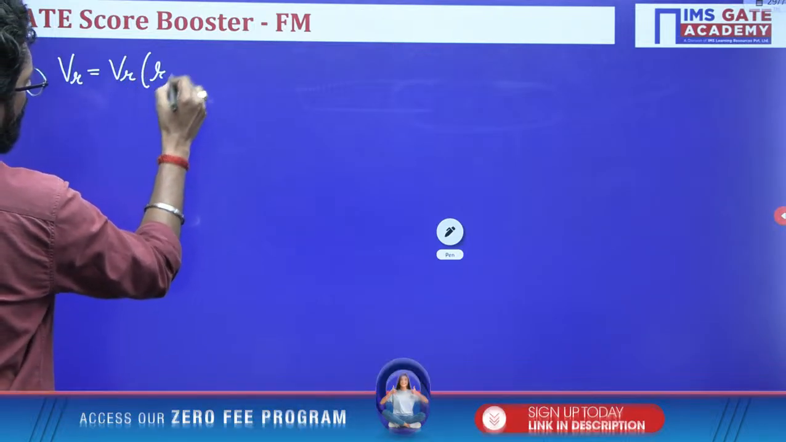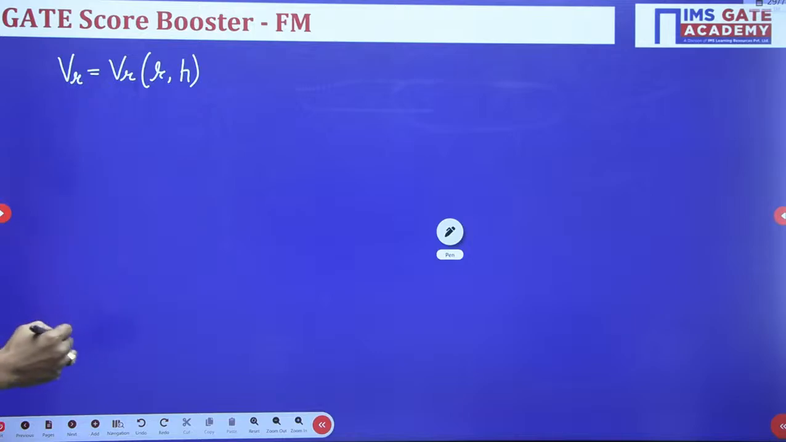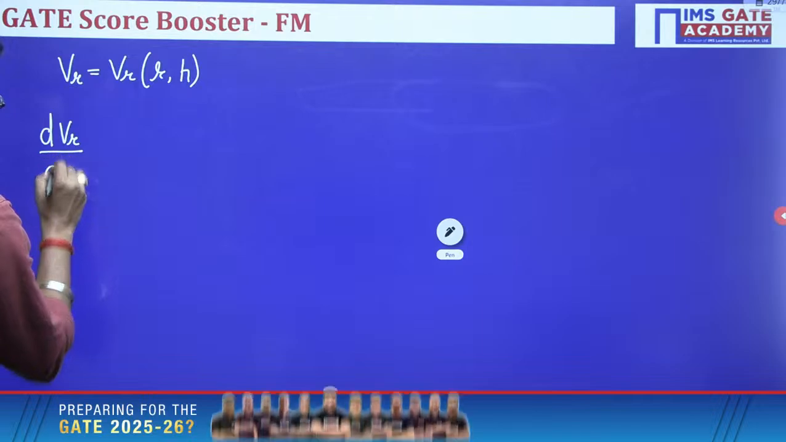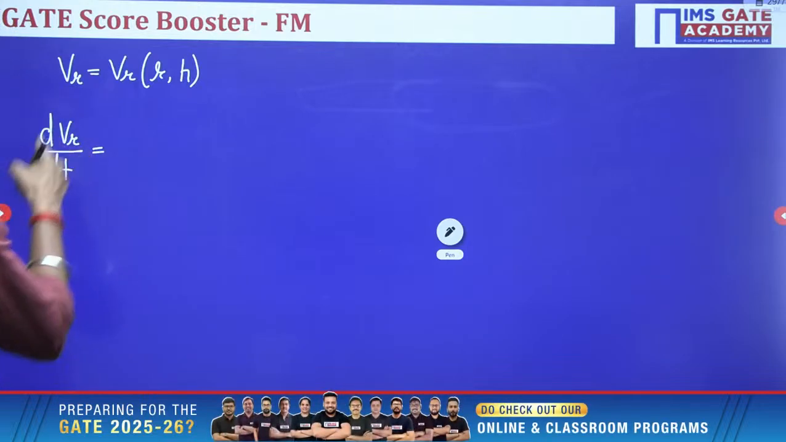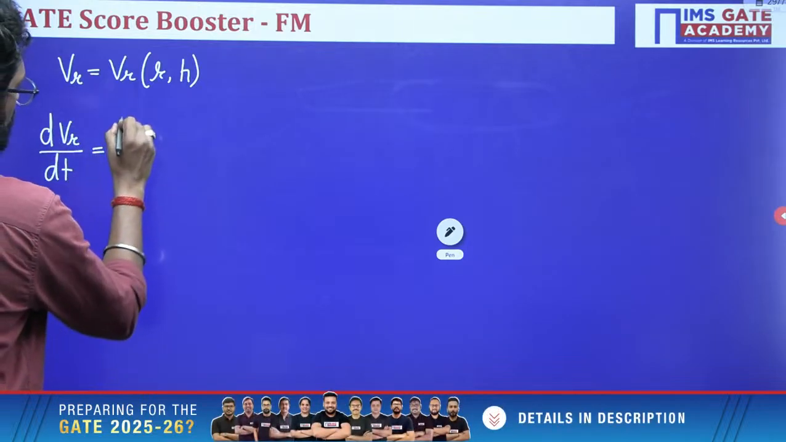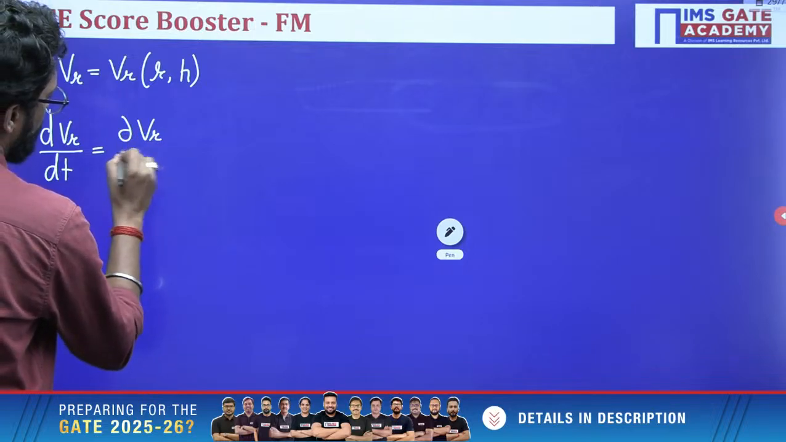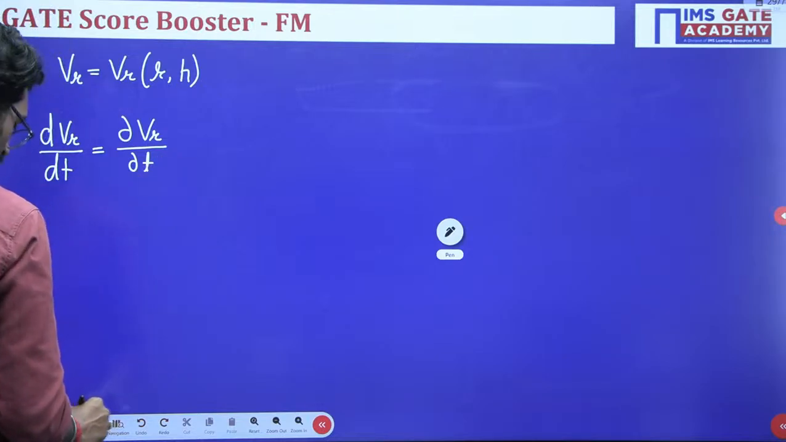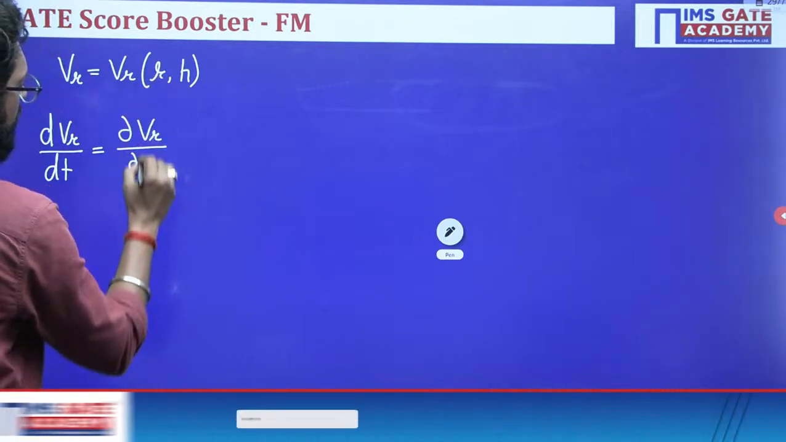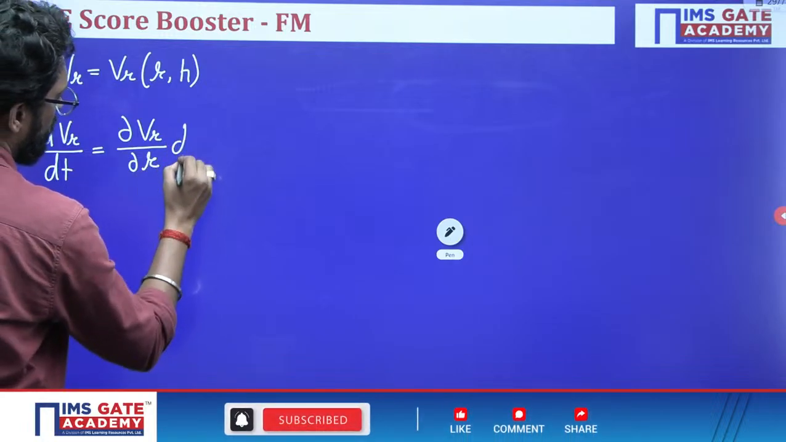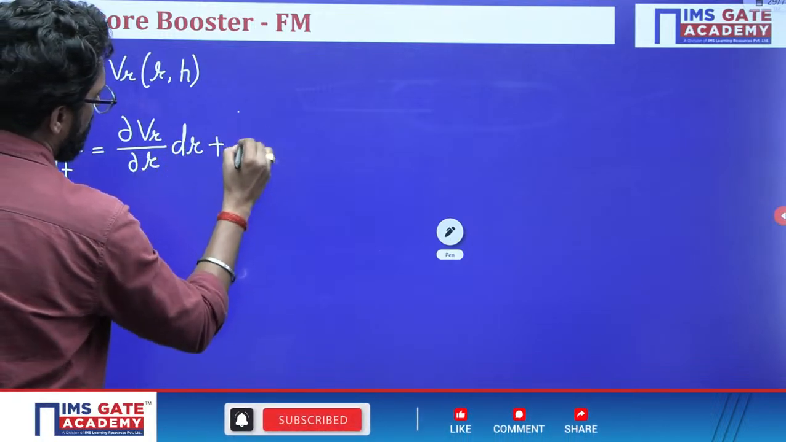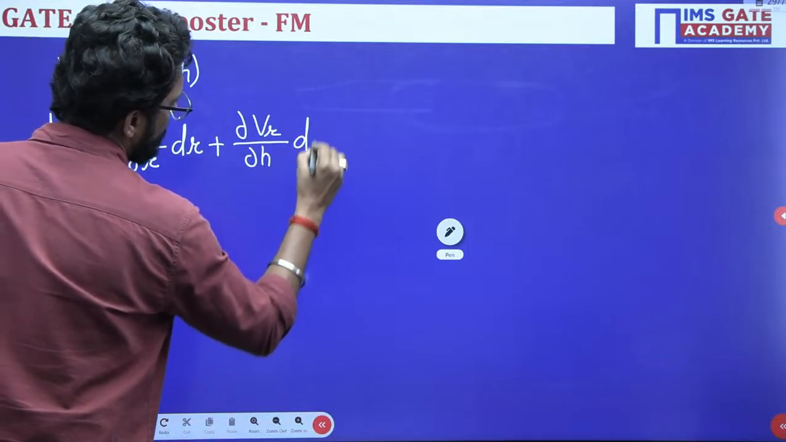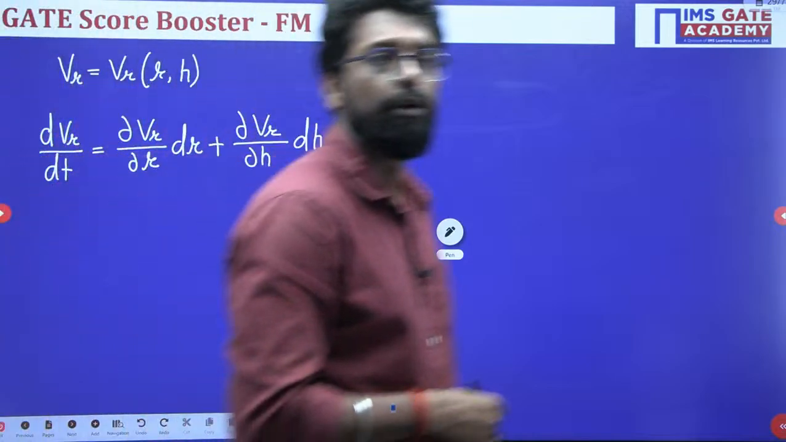Okay. So radial velocity is a function of R and H. Now, there is mathematics. Just differentiate partially. dVr by dt, because we have to find acceleration, is equal to dou Vr by dou r into dr plus dou Vr by dou h into dh. We can write like that according to the differentiation rule.